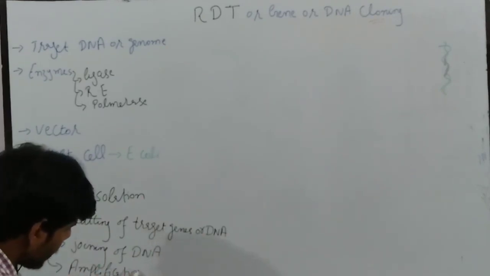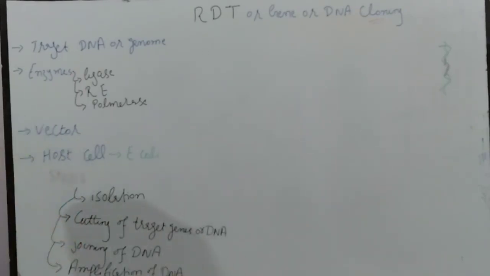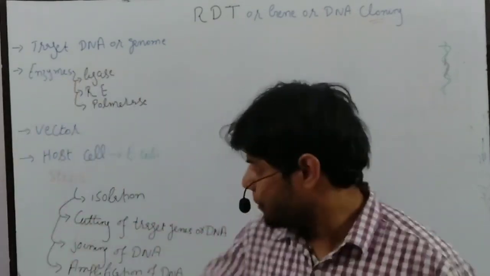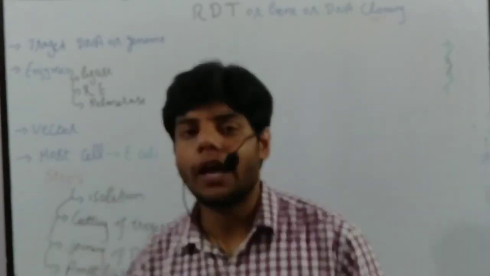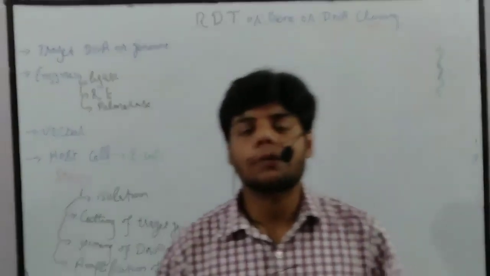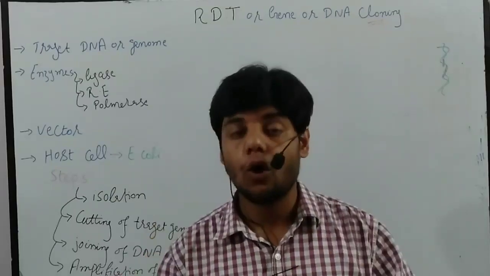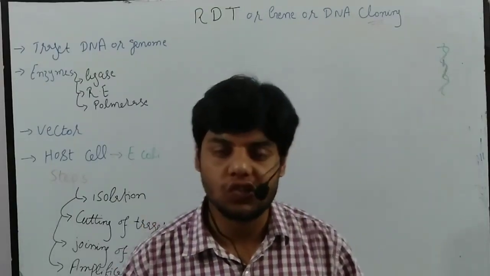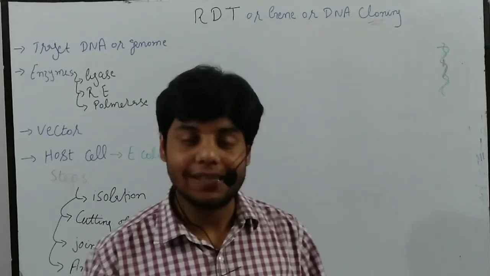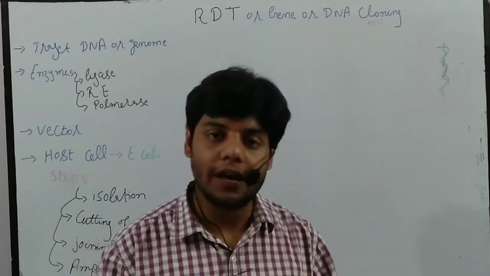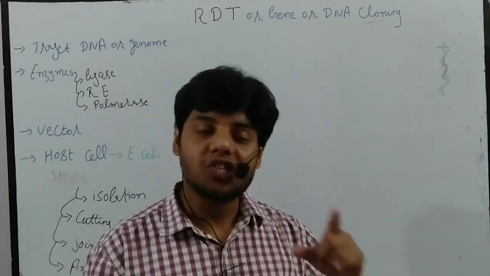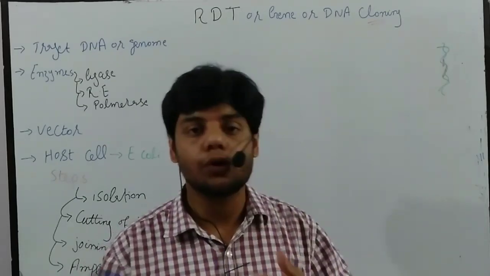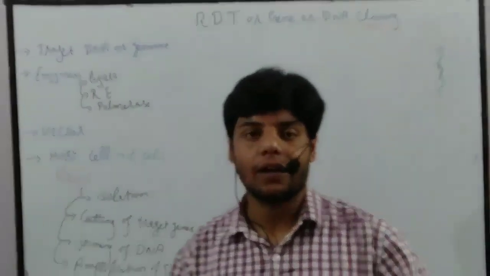Amplification of DNA. Now there are some other steps also, but these are the main steps that are usually involved in recombinant DNA technology. Now what actually happens in the isolation step? In the isolation step, we should select a cell which has our desired genes. Let's suppose we take human cells, they have the desired genome, or the desired DNA which contains the desired genes to produce insulin. We should select that kind of cells.